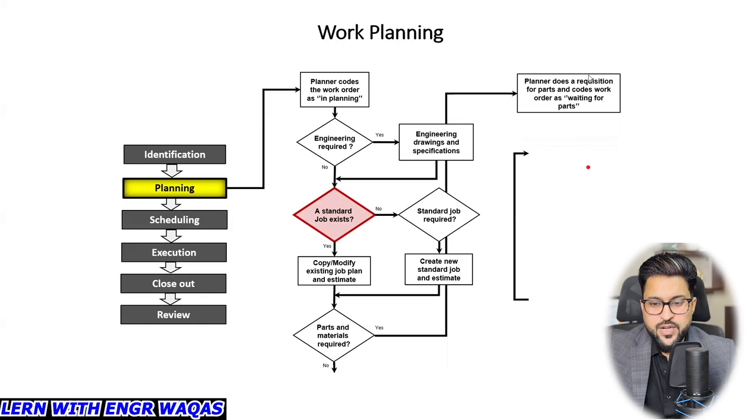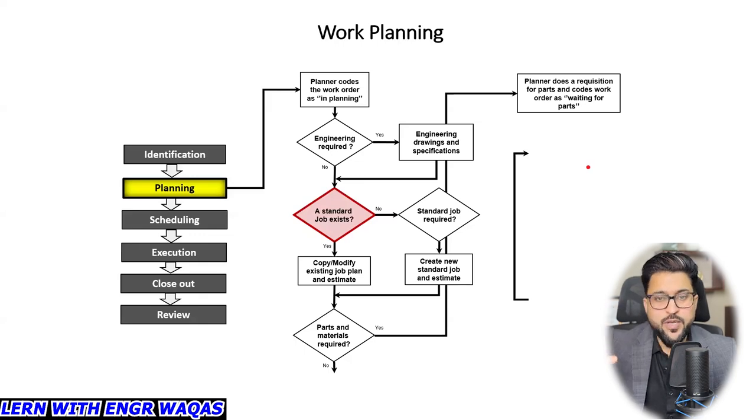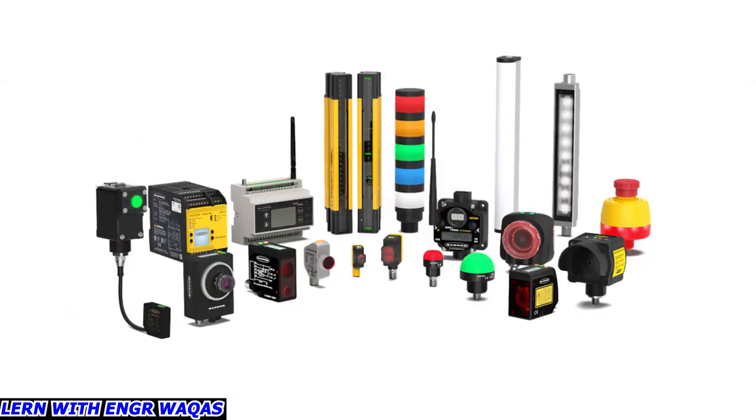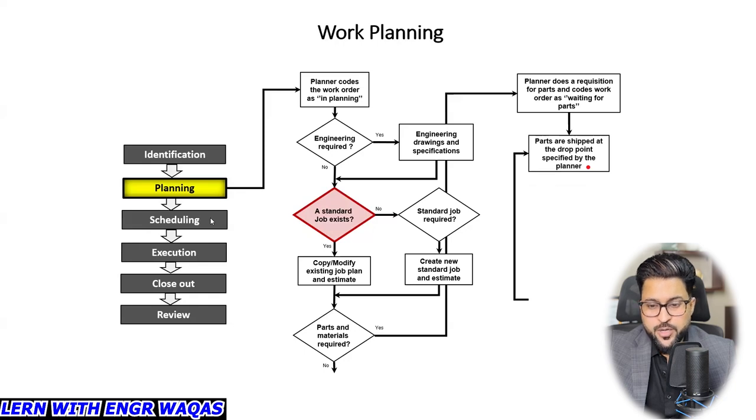Leading towards this, yes, you can see the planner does a requisition for parts and codes the work order as waiting for parts. As a planning engineer, you have already generated those WBS codes. Label those WBS codes and request: I need this much, you can see gaskets, fittings, needle valves, right? Pressure gauges, anything you require. This helps the warehouse team to identify or backtrack from that WBS code, right? So that is how parts are shipped, to the drop point specified by the planner.